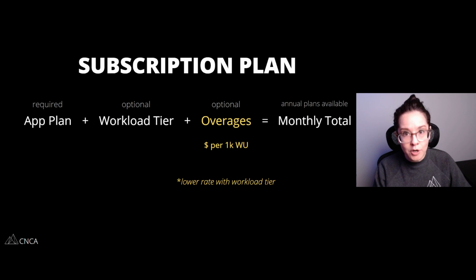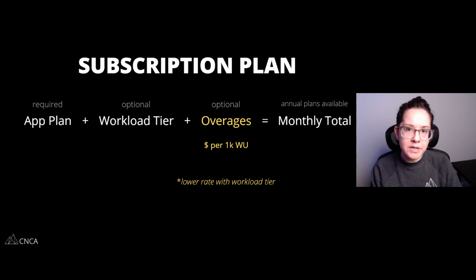Now, you can turn it back on if you enable overages or if you upgrade your plan, if you add a workload tier, right? As long as you give yourself the workload units, your app can come back online. And remember, not every app needs to have overages enabled. It really just depends on the environment that you've built out.